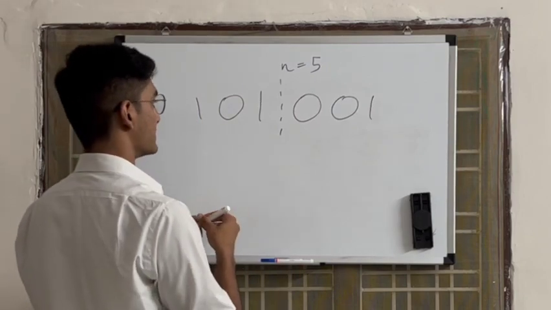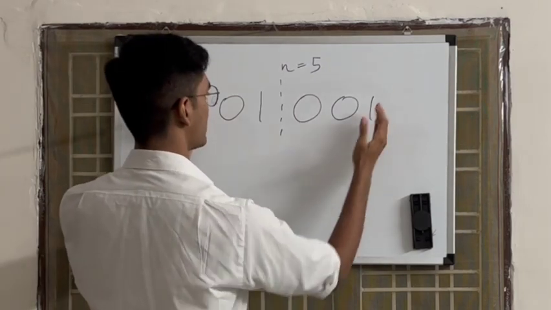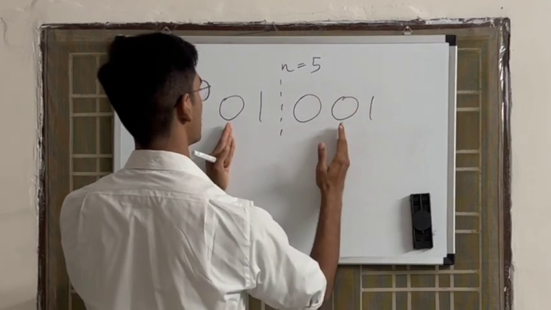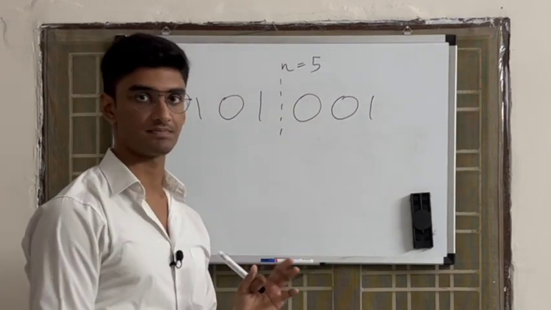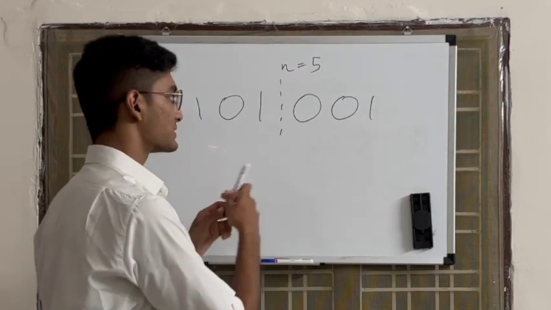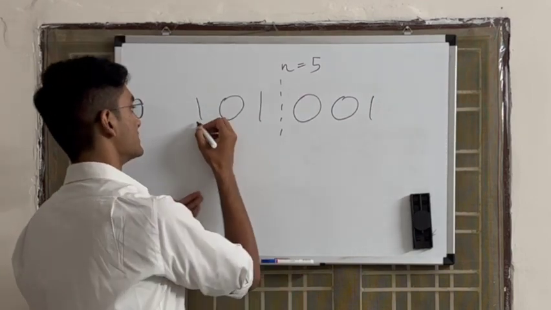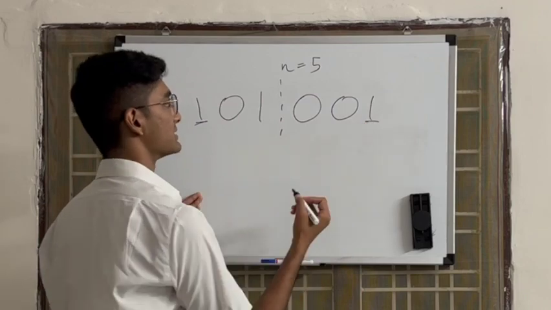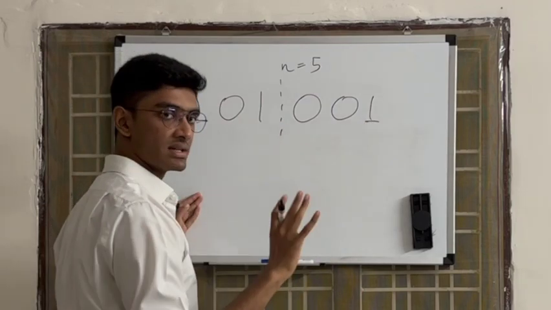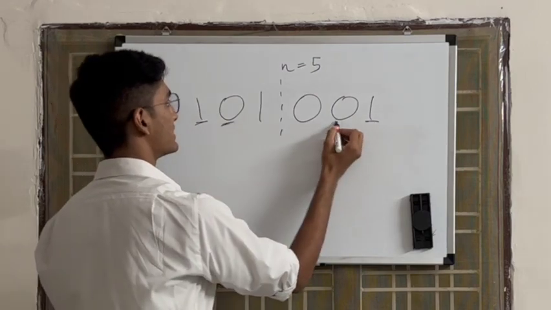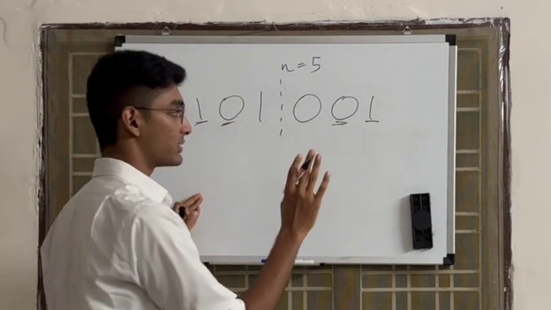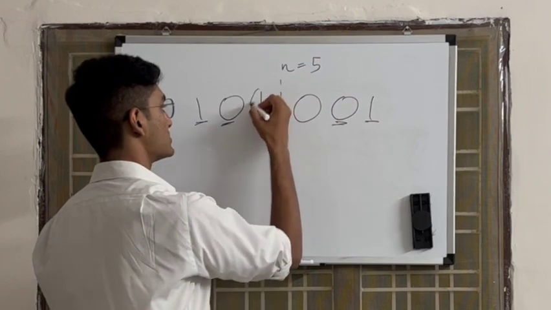What does a palindrome basically mean? This element will be equal to this element. This element will be equal to this element. This will be equal to this, right? That is what a palindrome is. Notice this thing. These two are equal already. So they already match the property of a palindrome. These two are similarly equal. They also match the property of a palindrome. But these two elements are different.